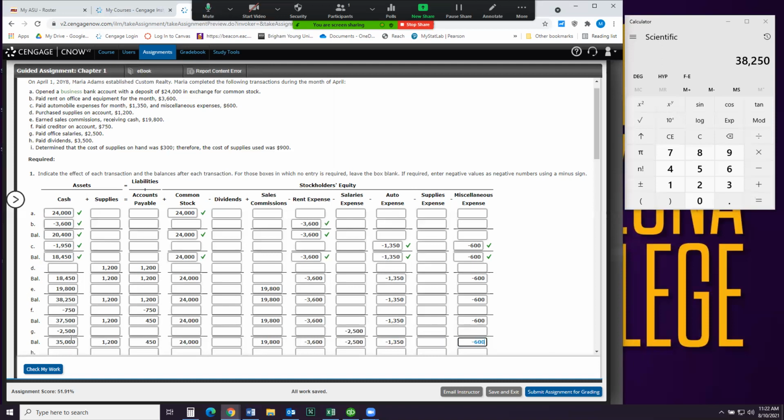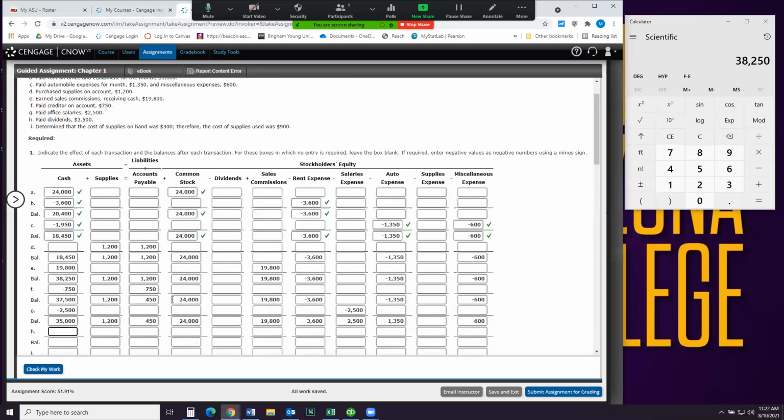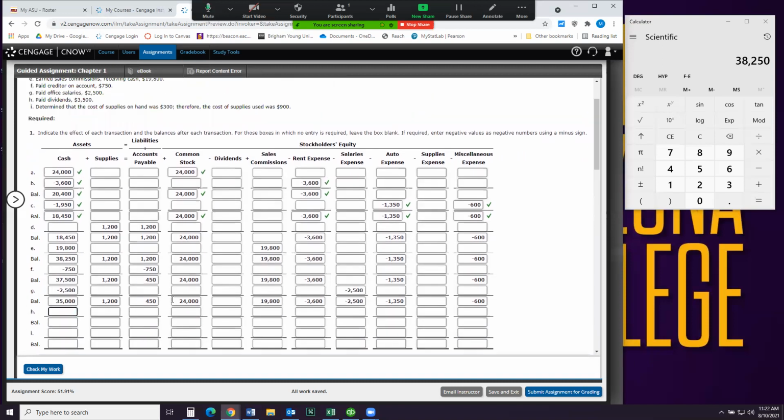I mean, if you think about it, all we're doing when we do accounting is looking at each transaction, how it affects the accounts, and then figuring out the new balance of the account each time. So H paid dividends of 3,500. Dividends are paid in cash in this case. That's going to be a negative 3,500 to cash. Dividends will be negative 3,500. Now our new balances.